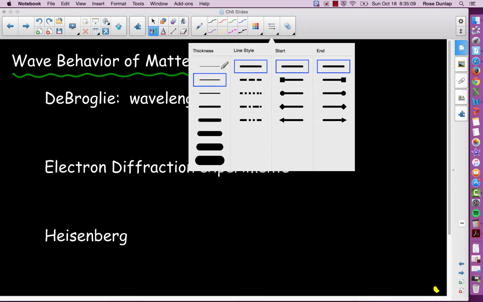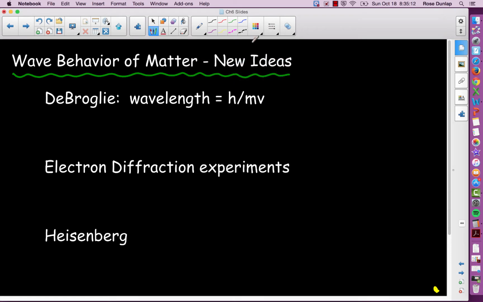Eventually, though, scientists came to the idea that perhaps matter also behaves kind of like light, meaning that it perhaps moves in waves. So de Broglie came up with the idea that wavelength is equal to h, which is Planck's constant, divided by mass times velocity. I just didn't have the little nu sign on this program. Anyway, wavelength is equal to h over mass times velocity.